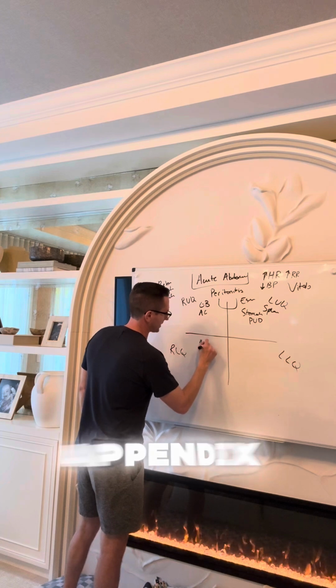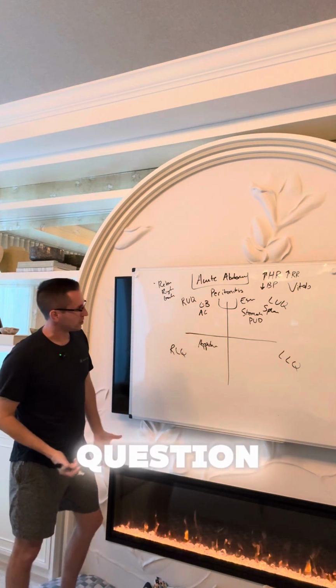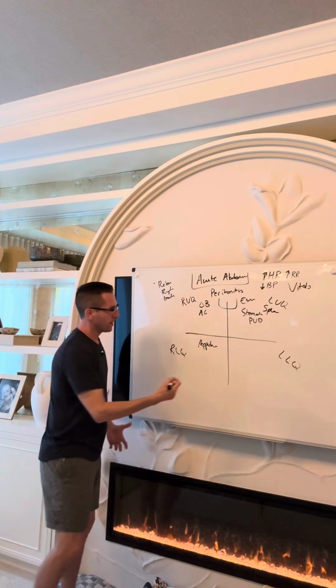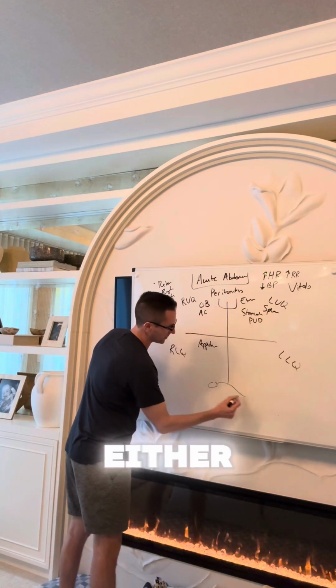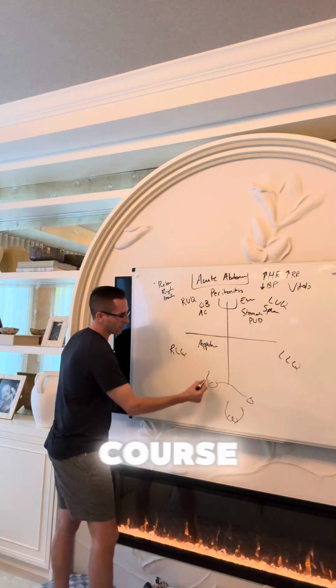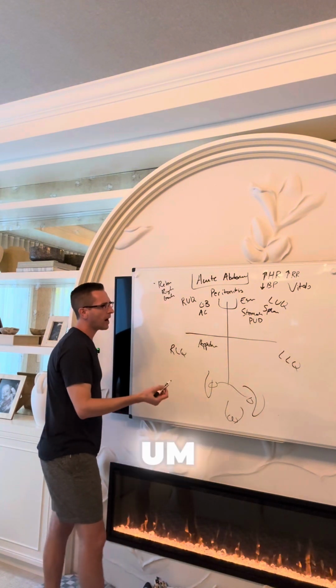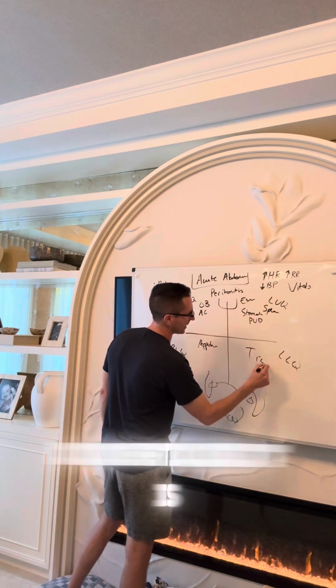The appendix, obviously, come on down to the right lower quadrant. And then the important question is, are we with a male or a female? Because then we have to think about ovaries on either side here or testes either side down here. And then of course we can have inguinal hernias here and here on either side as well. And then over here I'm thinking like diverticulitis.